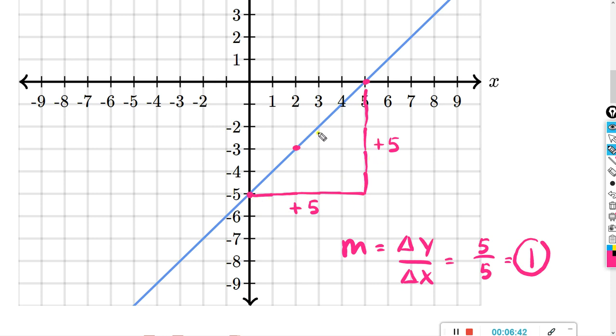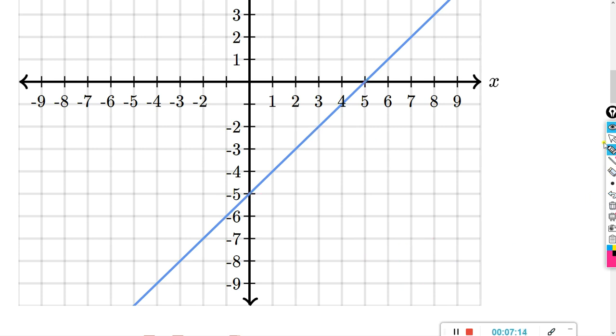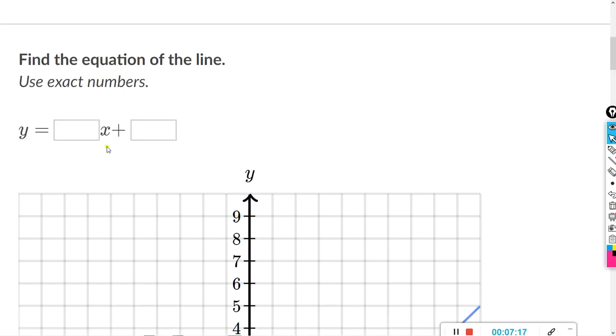Really, if you wanted to, you didn't have to do 5 over 5. You could have started here and ended here, and you could have just said this is 1 and this is 1. 1 divided by 1 is 1. So you would have gotten the same answer. And even if you went down and to the left, you would have gotten negative 5 divided by negative 5, which is also 1. So no matter which direction you travel, you should get the same answer for slope. So slope is 1. Let's enter that in the box. Slope is the number that's multiplied by x, so click inside the box and type 1.